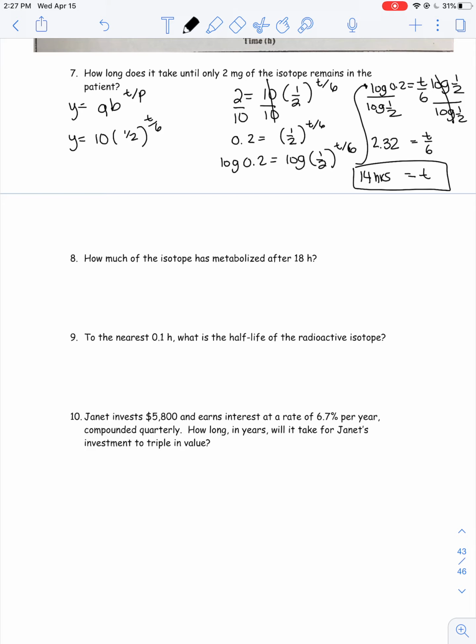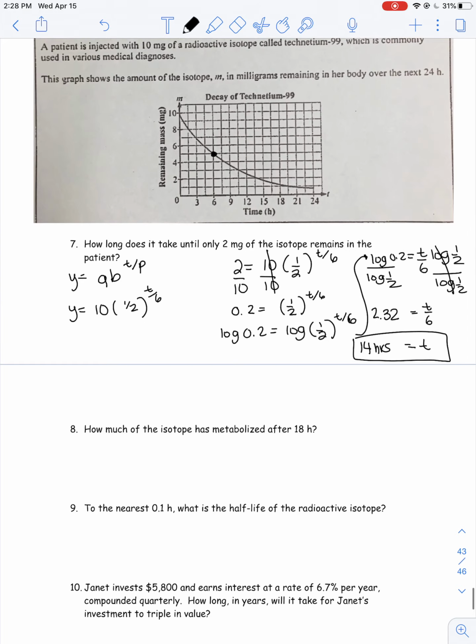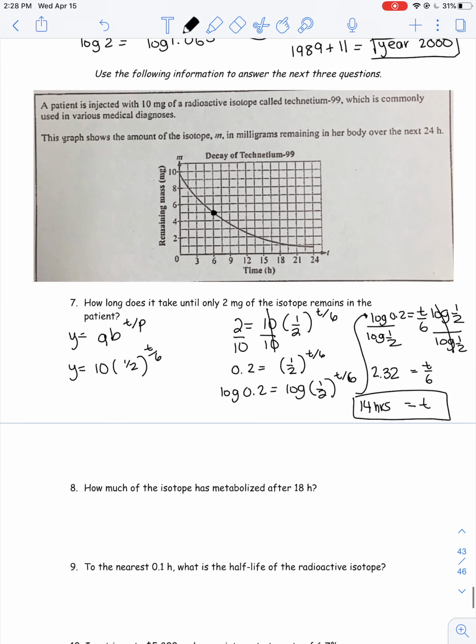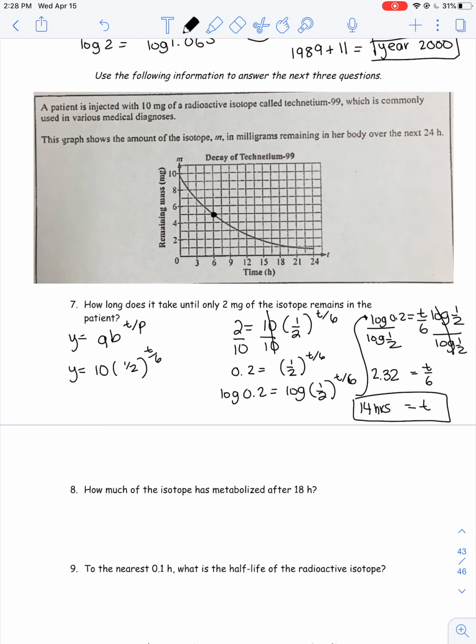Now, how long will it take for the isotope to metabolize, which is after 18 hours? So how much of the isotope has metabolized after 18 hours? They're giving us the T now in this case. So everything else stays the same. We're still going to have this equation y equals 10 times 1/2 to the power of T over 6. T in this case is going to be 18, and we're still going to use the half-life of 6 hours. So 18 divided by 6 is equal to 3. So we can simplify that and then just put it directly into our calculator.